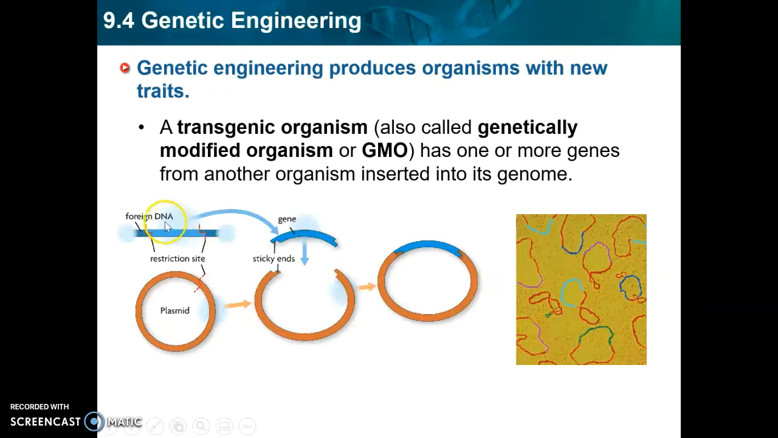So again, what we have done is we've taken foreign DNA, we have inserted it into the plasmid, we made recombinant DNA, and now this plasmid is inserted into bacterial cells. And those bacterial cells will now produce whatever that gene tells them to produce. And we can collect that gene product, it's probably some kind of protein, we can purify that, and we can then sell that at a pharmacy for somebody who needs that particular protein.